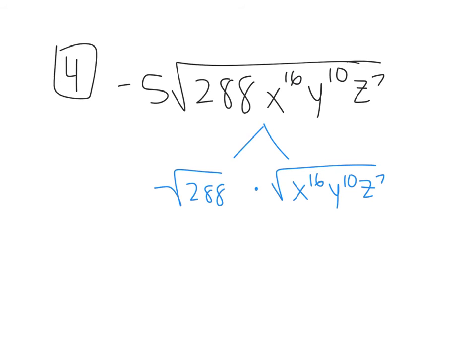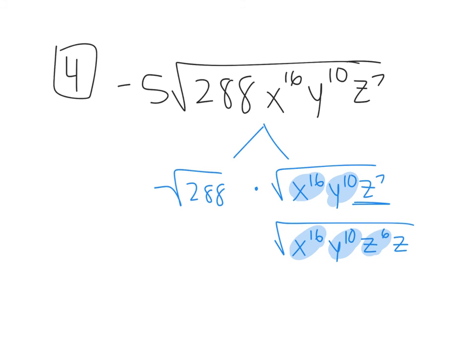Okay, let's go ahead and start with the variables this time. When I'm looking at the variables, I need to see, are the exponents even? X to the 16th is, and y to the 10th is, however, z to the 7th is not. So let's go ahead and rewrite this. I'm going to keep my even exponents. I need to rewrite, however, z to the 7th, and I'm going to rewrite that into z to the 6th times z.